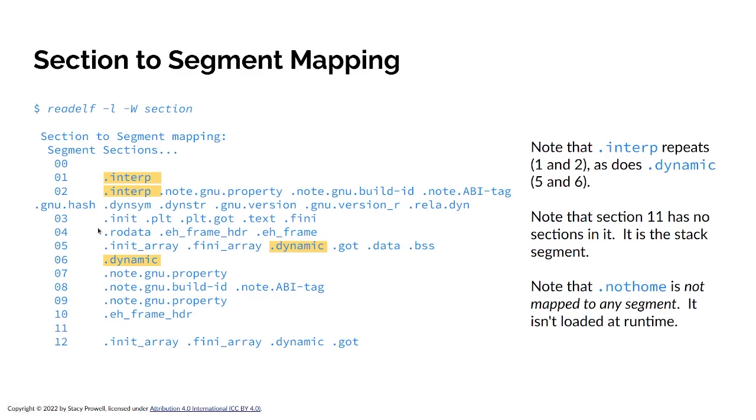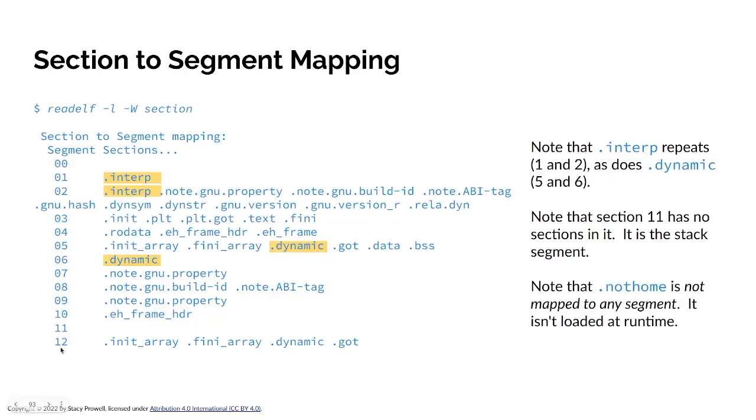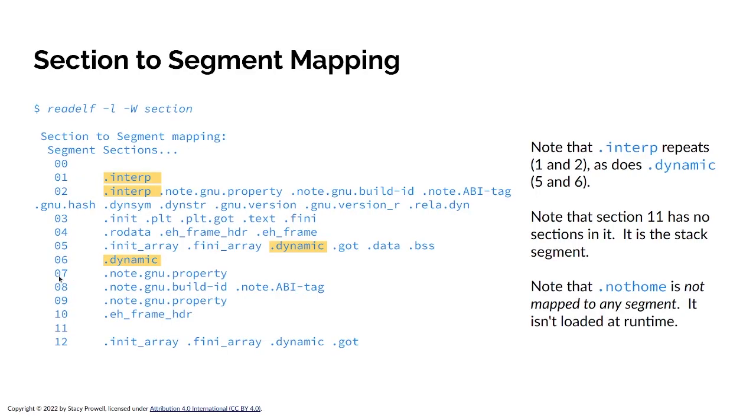We can look at the section to segment mapping. This is shown right after the segment table. Here we have the segments numbered. Conveniently, it does not number them here, so we have to count them. So we find interpreter is in sections 1 and 2, and we find dynamic is in 5 and 6. So let's pull that out.